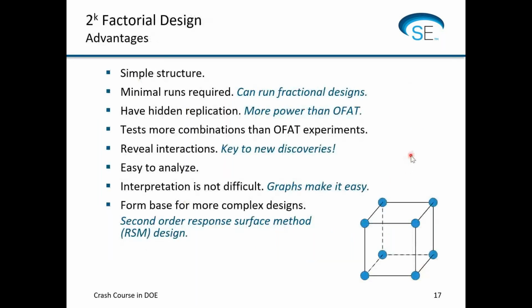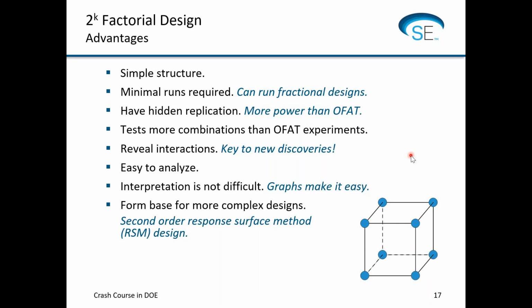So the advantage: it's a simple structure. It requires minimal runs. And if we have 5 or more factors, we can begin to abbreviate the pattern. We have something called hidden replication because for each factor, we're getting multiple looks at what takes place when a factor is at the high setting versus the low setting. Yes, we have other things changing, but we have more reads on that, and if we untangle the mathematics of it, we can really understand how much impact is coming from the interactions, how much experimental noise we have, etc. You'll see that develop as we continue.